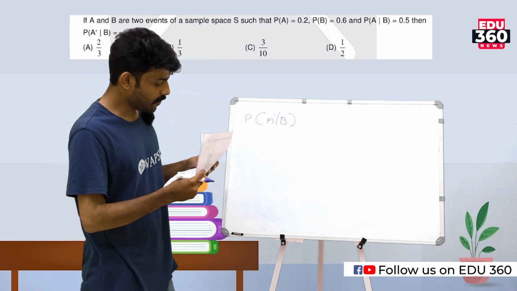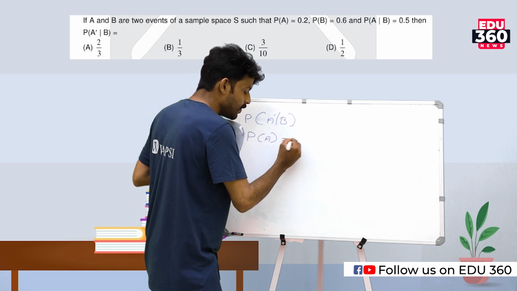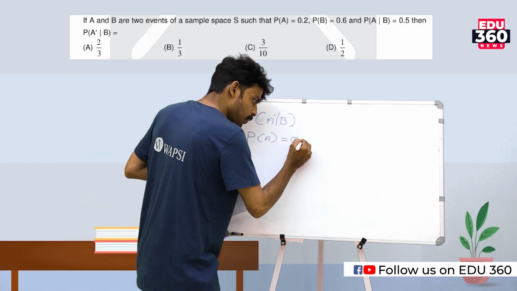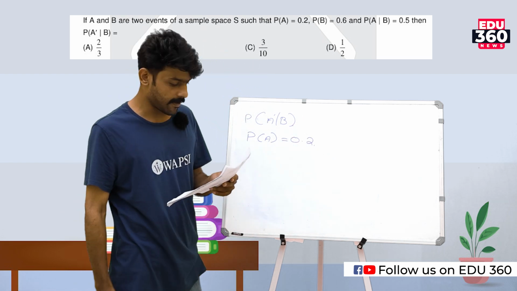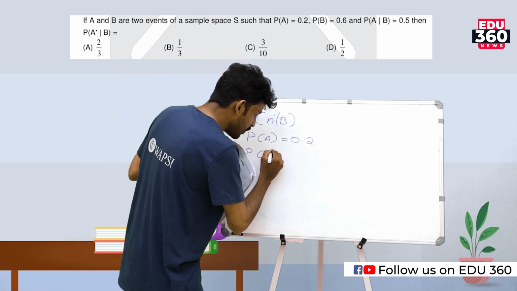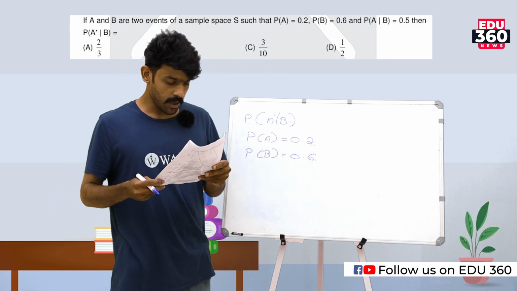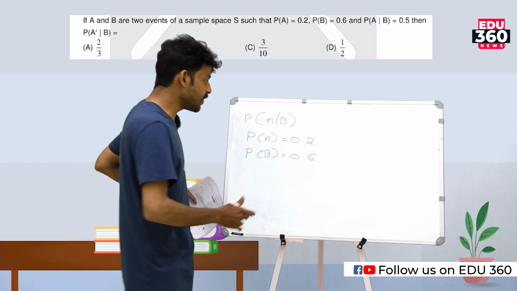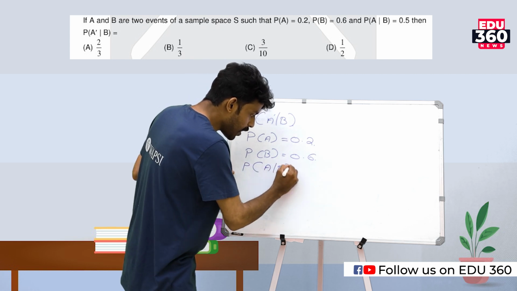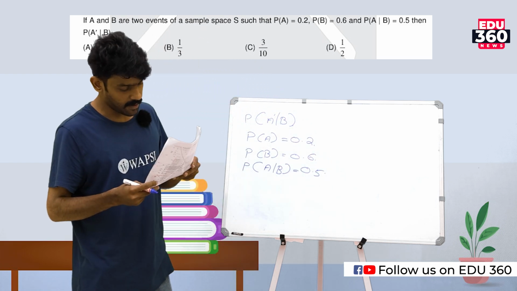So first of all, we can write the given hints. The value of P of A is equal to 0.2. So this is the value of P of A. And the next one is P of B. So P of B is equal to 0.6. So this is the value of P of B. And the question also gives that P of A bar B, the value is already given, that is 0.5. So this is the value of P of A bar B.